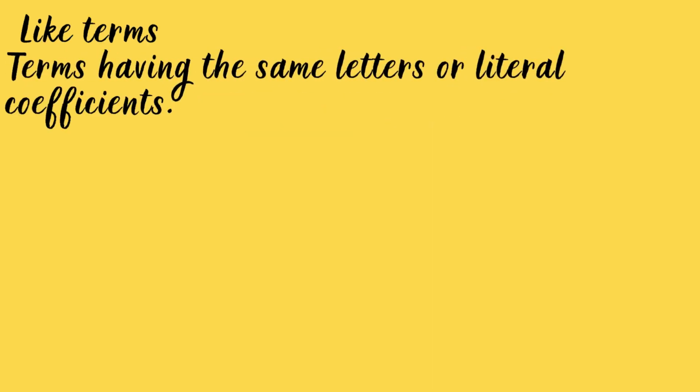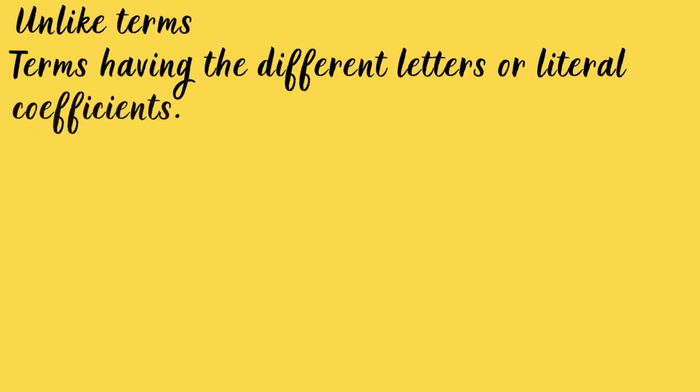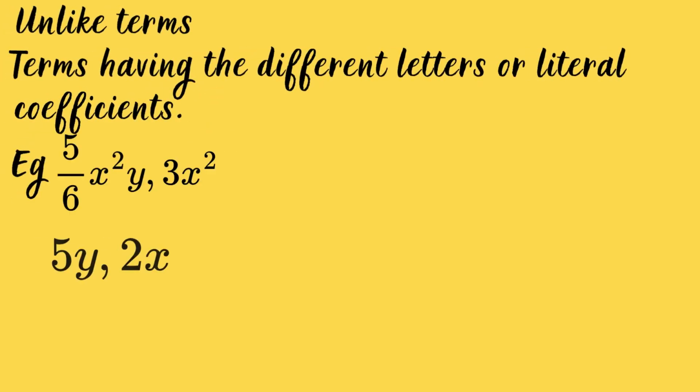Like terms. Terms having the same letters or literal coefficients are called like terms. For example, 3a and minus 7a, or 8x square and 4/5 x square. Terms having different letters or literal coefficients are called unlike terms. For example, 5/6 x square y and 3x square. Here the variables are completely different.